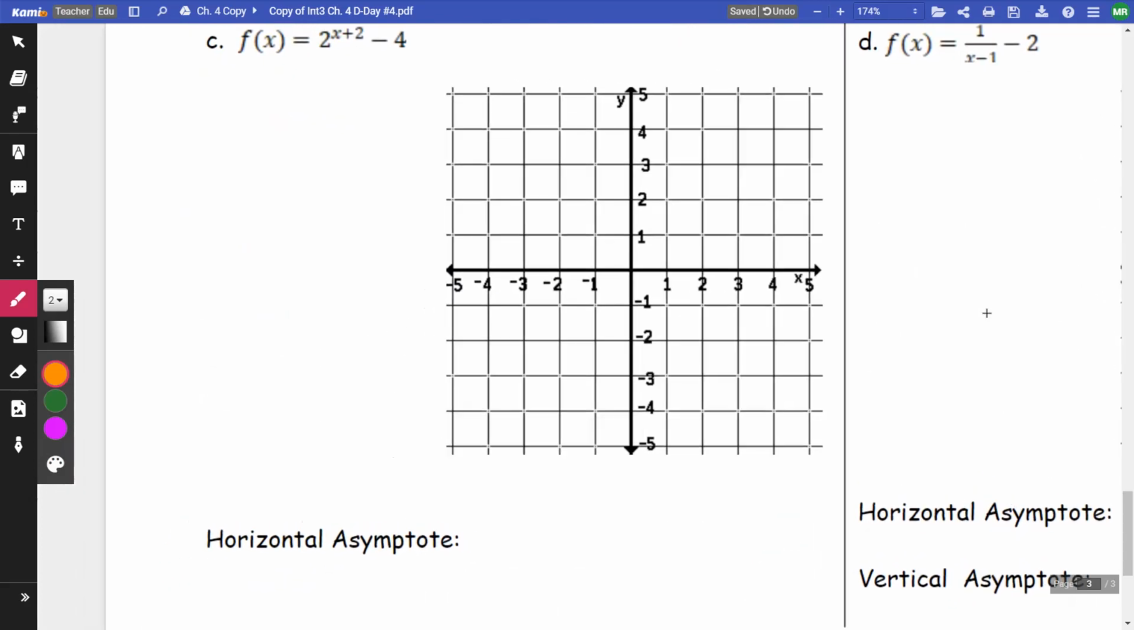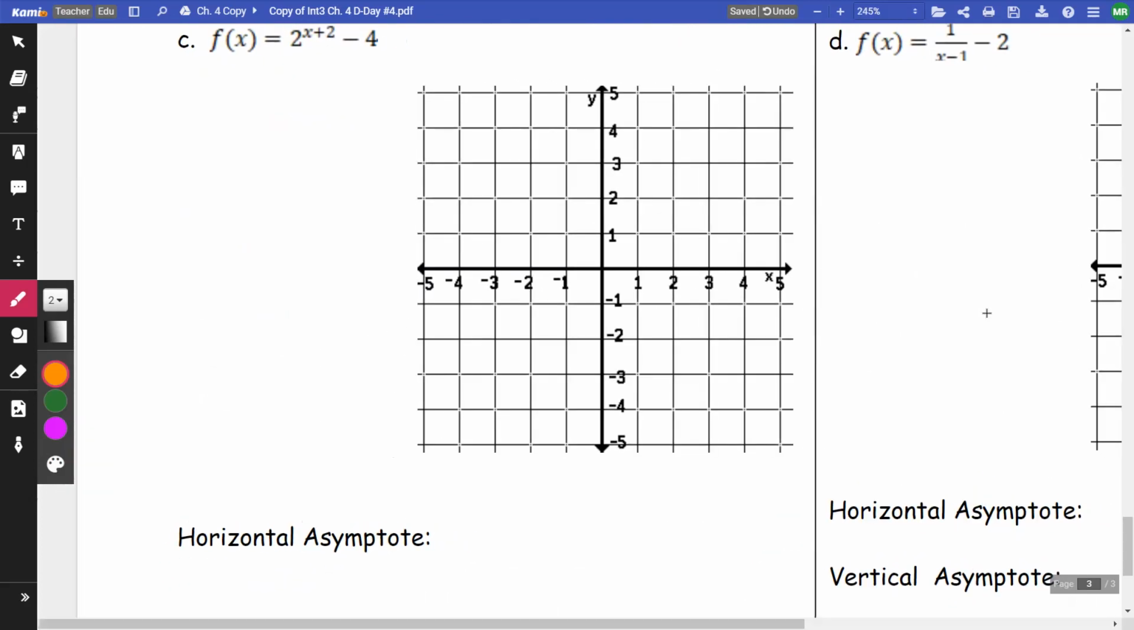On letter C, if you want to think of a critical point, or locator point, I should say, -2, -4. That's not going to be a point on my graph, but it's going to be a locator point for us. So my asymptote is going to be at y equal -4. Let me draw that in. That is going to be my asymptote.